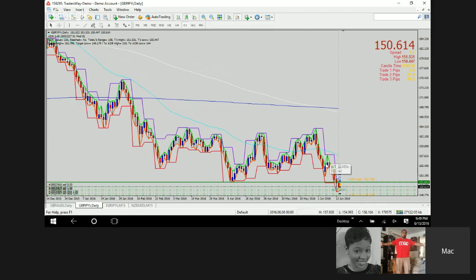But if you looked at the 15-minute chart, this would have scared you. This pulled back 300 something pips. You look on the daily chart, you know where the pair's going. You know the pair's not done dropping.